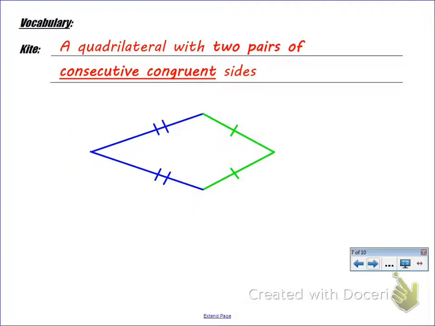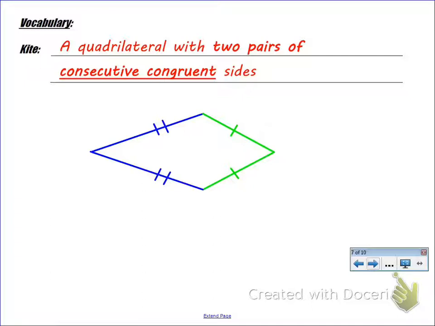All right, next we're going to talk about a kite as our next quadrilateral. A kite is going to be a quadrilateral that has two pairs of consecutive congruent sides. So in this diagram that you have right here, you've got two sides that are blue and two sides that are green. Now they're color-coded this way to show you the pairs of sides that are congruent to each other.